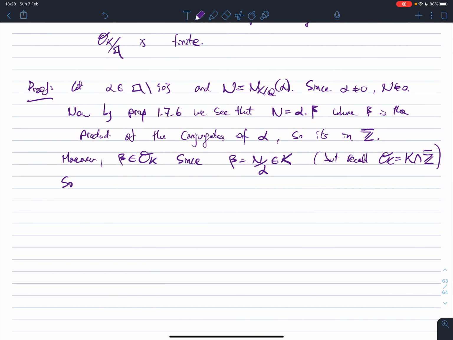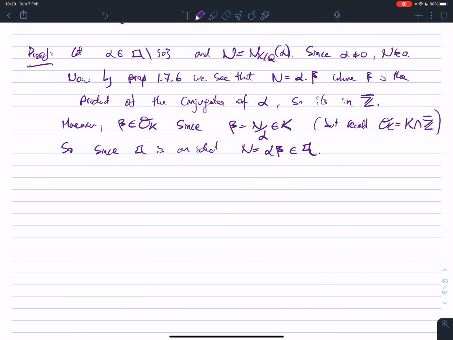So since we start with an ideal, n equals alpha times beta is in O_K, right? Alpha is an element of my ideal. I can multiply it by beta, which is some other element in O_K, and that always has to be in the ideal, so this has to be, ooh, it's not O_K, this should be A.